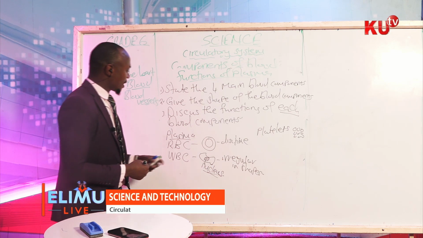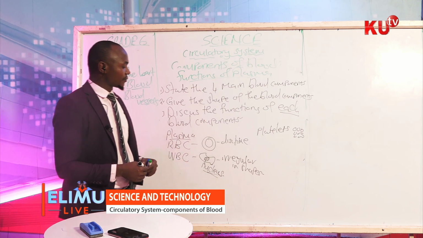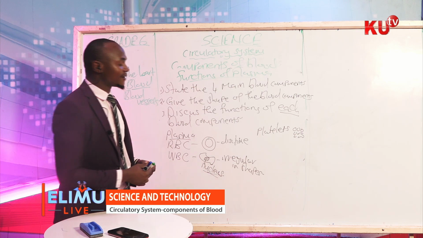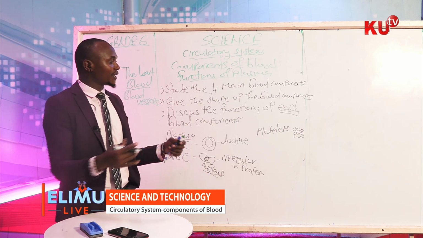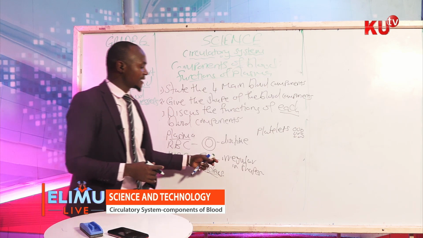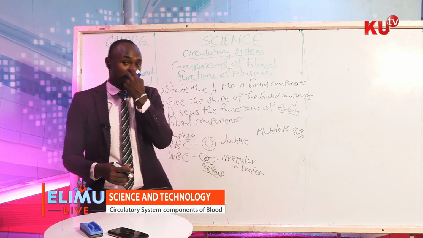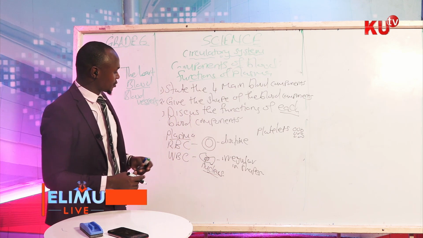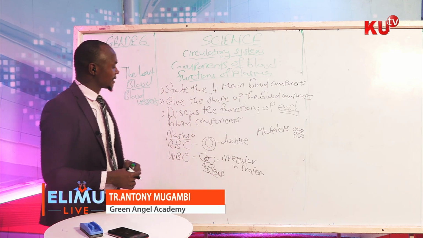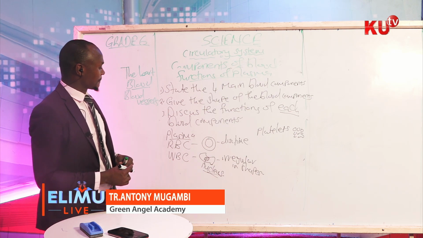We have the white blood cells here. These ones, we said, act as the defense of the body. They defend the body by fighting germs that cause diseases. So the work of the white blood cells here is to fight diseases.